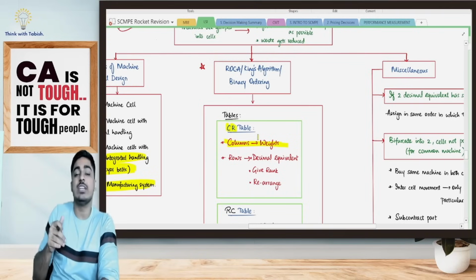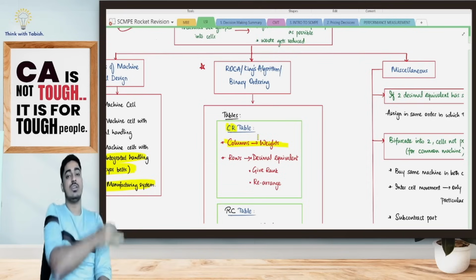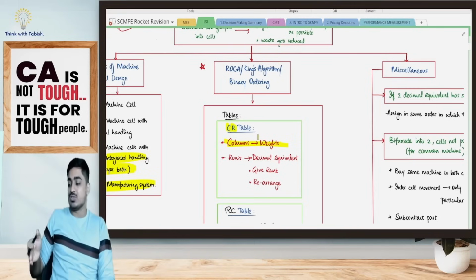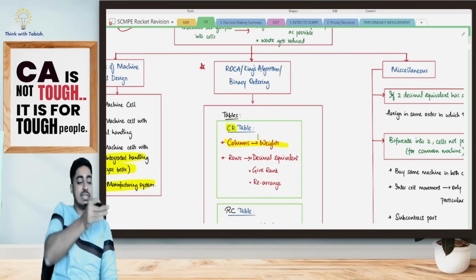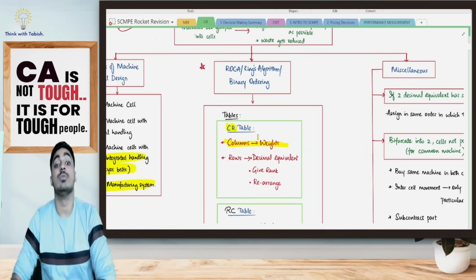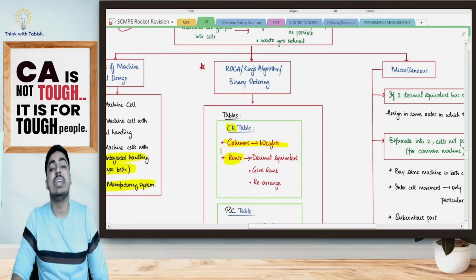For my column, I'll be giving weight. How will I be giving weight, students? I'll be giving my binary weights: 1, 2, 4, 8, 16, 32, 64, and so on and so forth. I'll be giving it in reverse order, from the last column: 1, 2, 4, 8, 16, 32, 64. Okay, I've given weight to my column. Now what I have to do? Based on that, for my rows, I should be calculating my decimal equivalent.